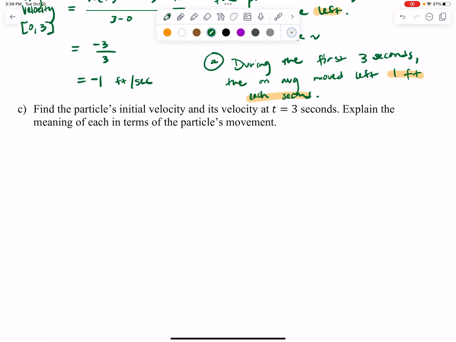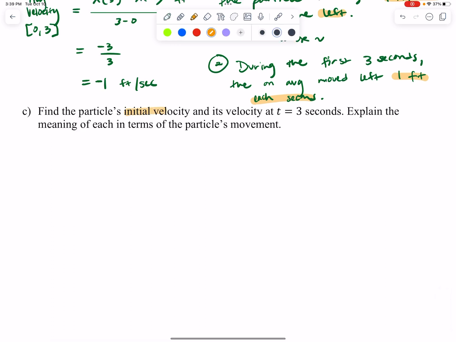Okay, so find the particle's initial velocity and its velocity at t equals 3 seconds. Well, it's just saying velocity. It doesn't say average velocity, so that indicates instantaneous velocity. Initial velocity would be whenever t is equal to 0, and then we have t equals 3 seconds. We need to figure out what our velocity formula is. So we have our position function, and to find our velocity function, we just have to take the derivative of our position function. So x prime of t, which I can rename v of t, thinking power rule, would just be 2t minus 4.